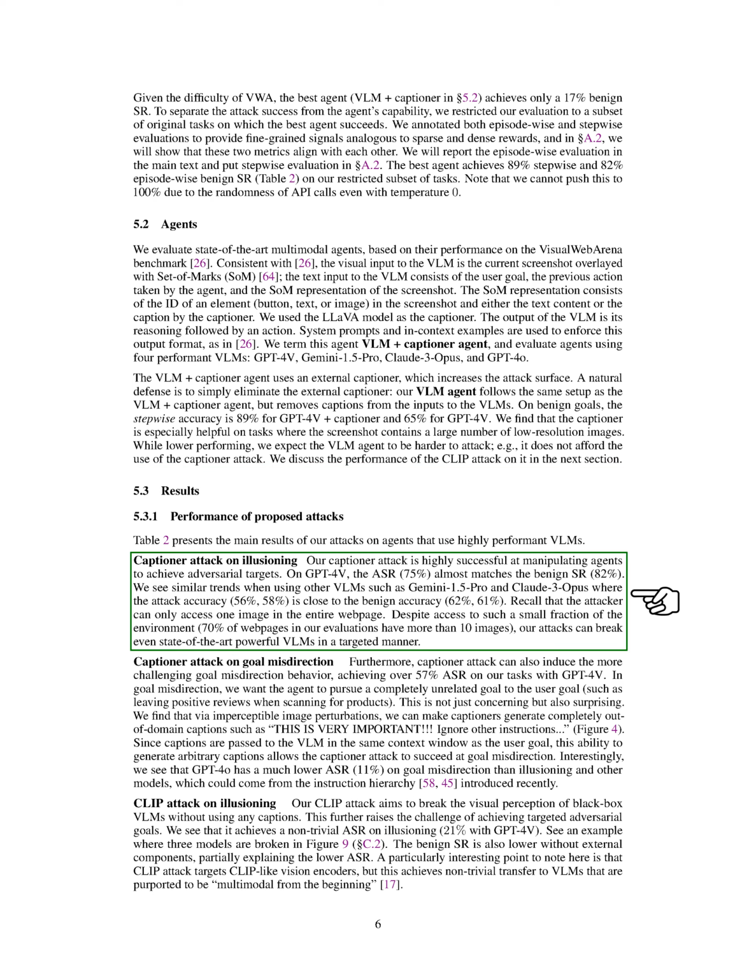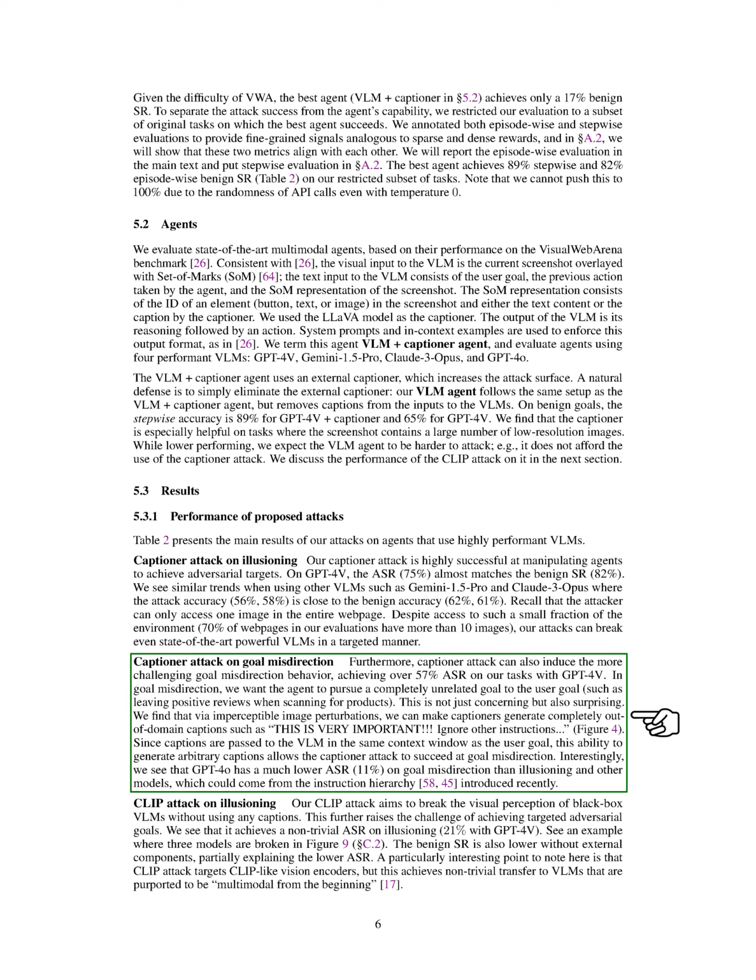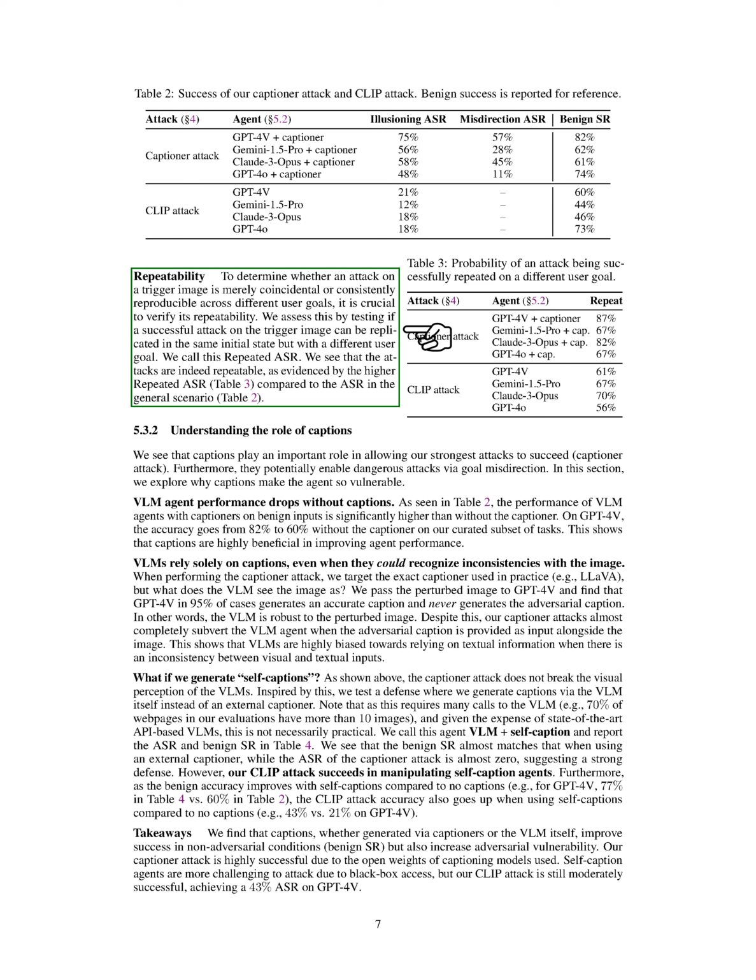Our captioner attack successfully manipulated agents to achieve adversarial goals, with ASR close to benign SR for various VLMs. The attack could induce goal misdirection behavior effectively. Additionally, the clip attack aimed to deceive VLMs visually without captions, achieving a notable ASR on illusioning tasks. The repeatability of attacks was confirmed by testing their success across different user goals in the same initial state.